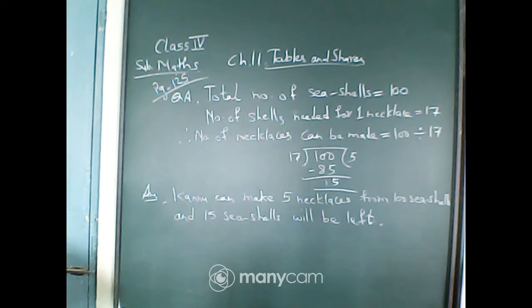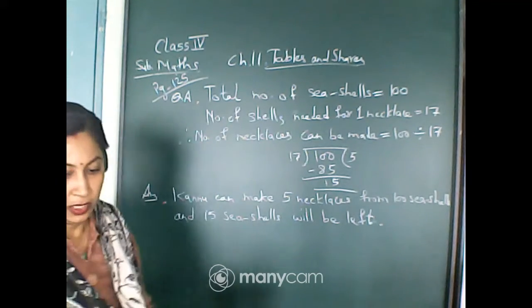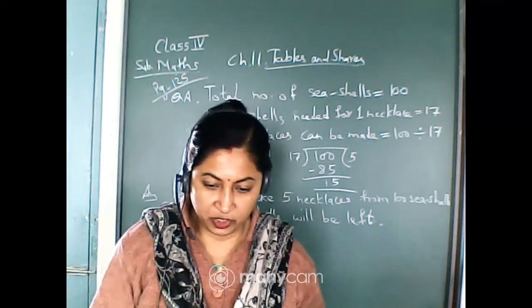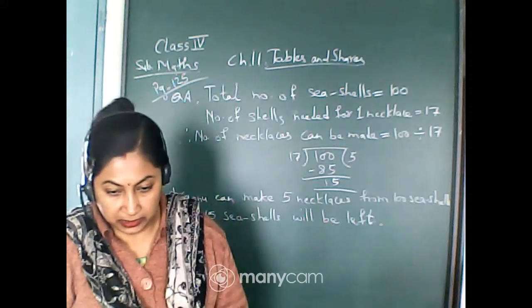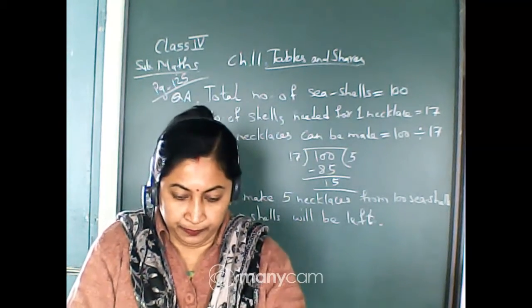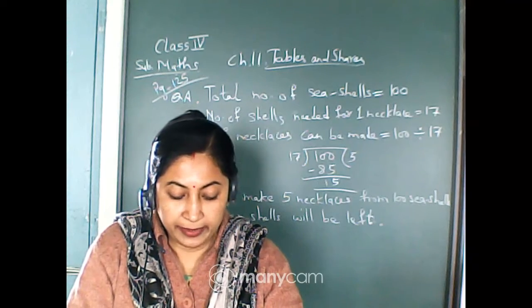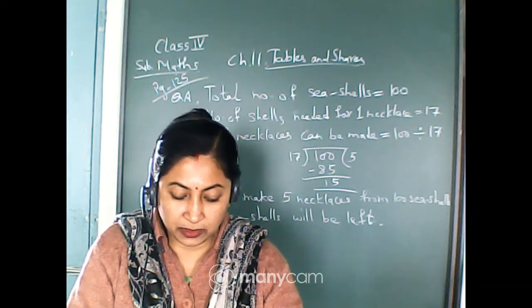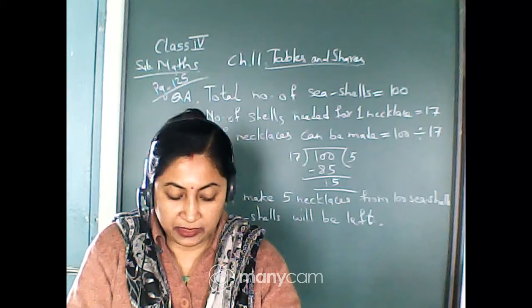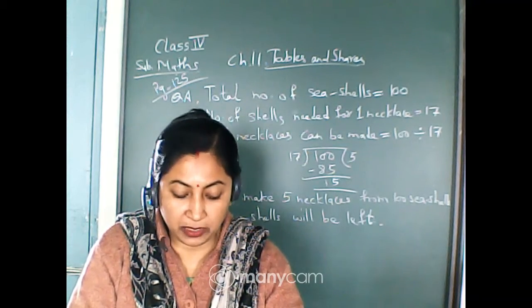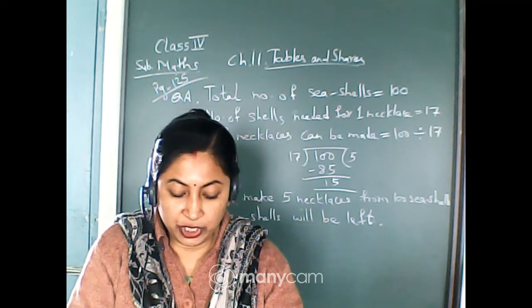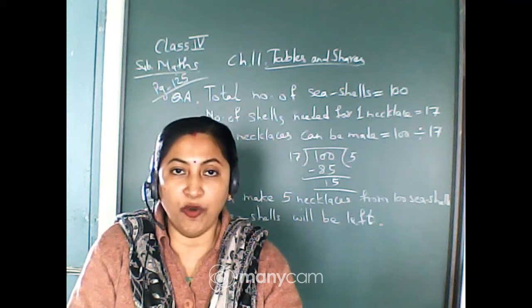Now come to question number B of page 126. The next page, page 126. Next page, question number B. One carton can hold 85 soap bars. Shally wants to pack 338 soap bars. How many cartons does she need for packing all of them?